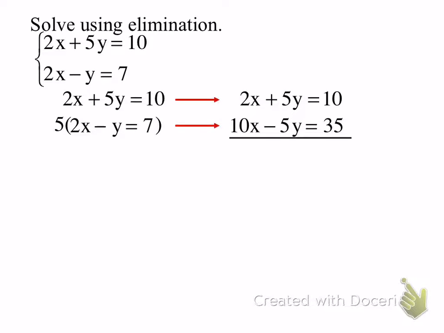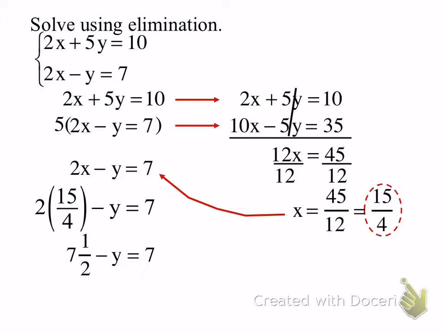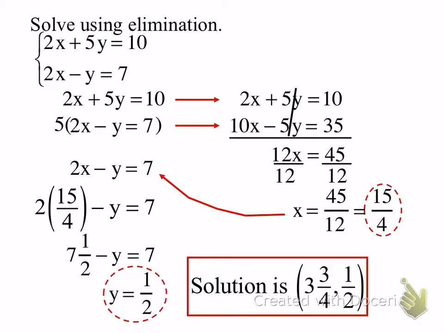Perfect. Then I got 12x equals 45. 12x equals 45. Now divided by 12 and x equals 3.75. Good. 3.75 or 15 fourths. I plug it into 2x minus y equals 7. So I got 7.5 minus y equals 7. Subtracted 7.5 from both sides. And I got y equals negative 0.5. And I multiplied everything by negative 1. And I got y equals 0.5. And my solution was 3.75, comma, 1/2.